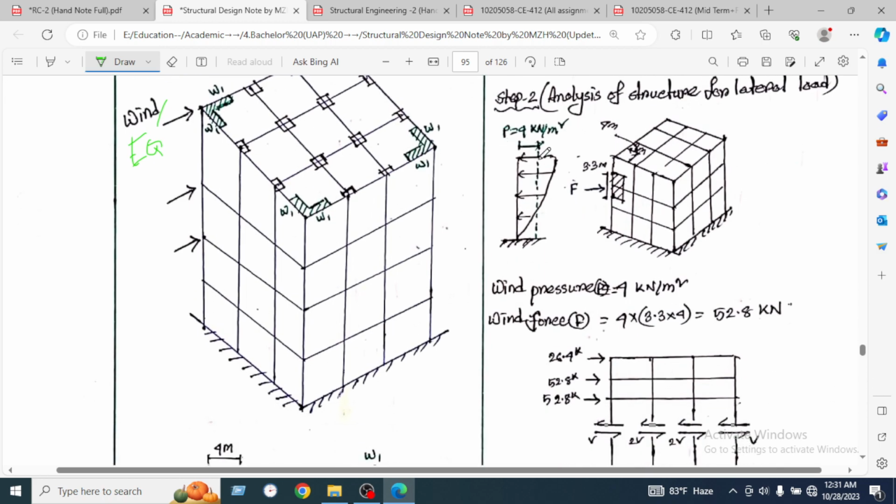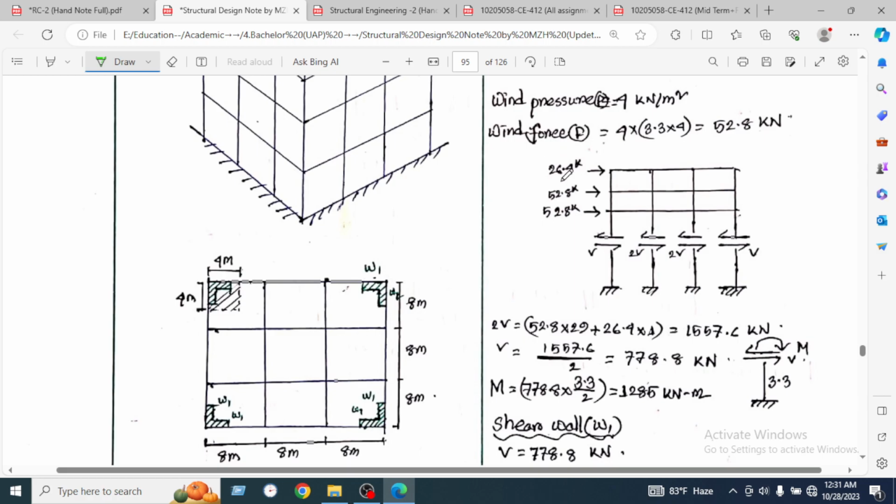In this analysis, we have found the pressure 4 kilonewton per meter. Here is another example we have found here, and wind force we have calculated here, 4 meter tributary area, and the value is found this way: 52.8, 52.8, and 26.8. And we have divided this V to B, and this is the portal method example.